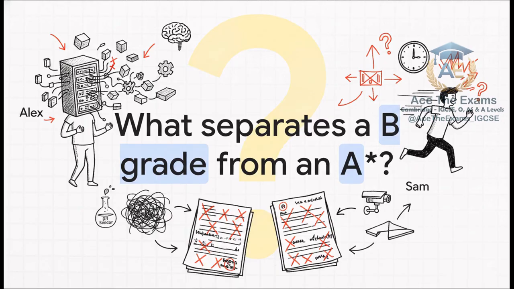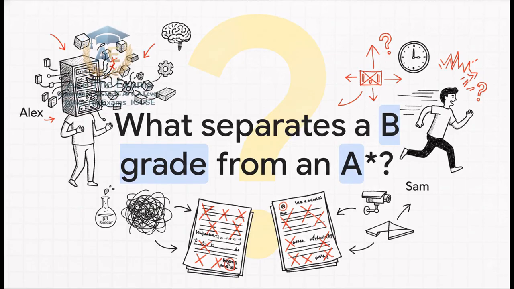Here is the harsh truth. Both of these students have knowledge, but neither of them is securing that A star. The difference between a B and an A star isn't just about what facts you have memorized. It is entirely about exactly how you structure, how you analyze, and how you present that knowledge when you are under immense pressure. It's about playing the game by the examiner's rules.